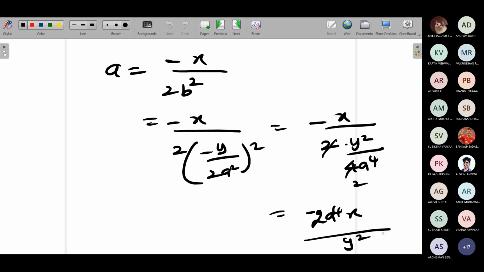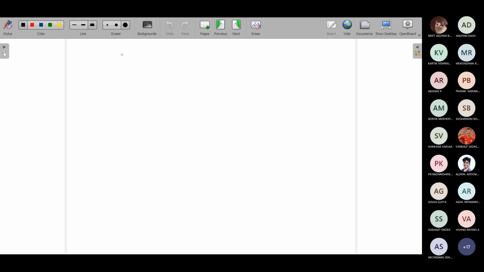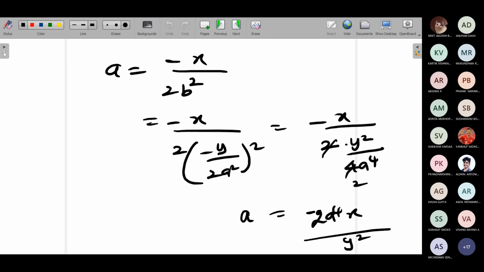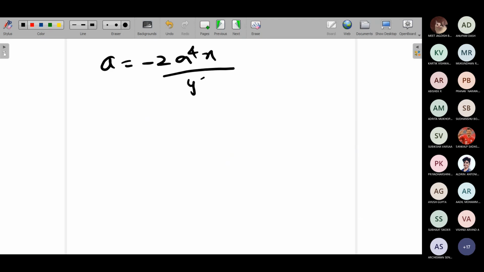Okay, on the left hand side I have a. So I will retain all a on one side, and the other things on the other side. So I'll get a equal to minus 2a power 4x divided by y square.